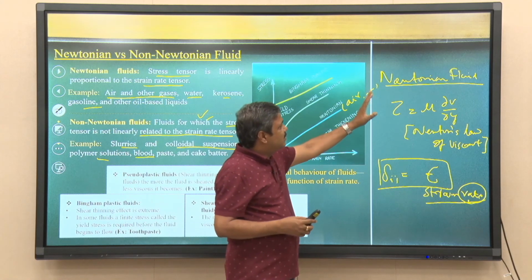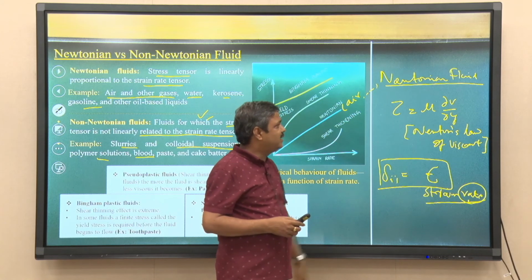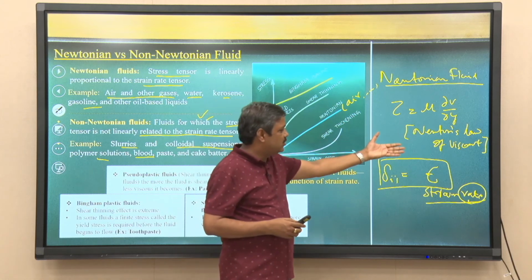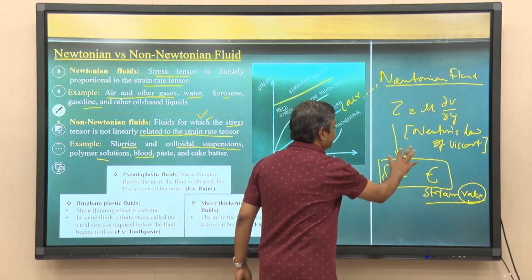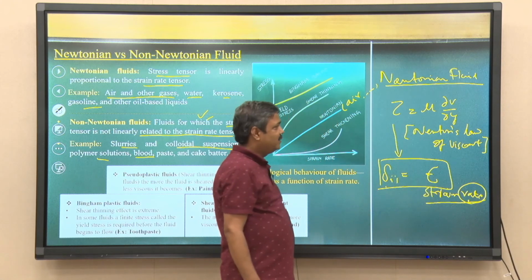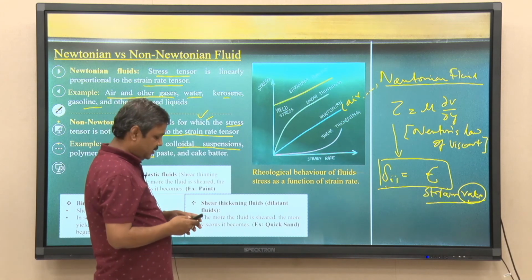The Newtonian fluid flow is defined by the relationship between shear stress and shear strain rate. That is Newton's law of viscosity. In the same way we can have the relationship between stress and strain rate. That relationship gives us Newtonian fluids.